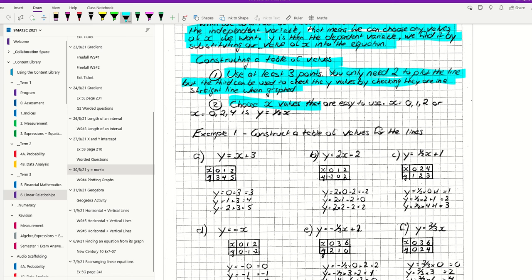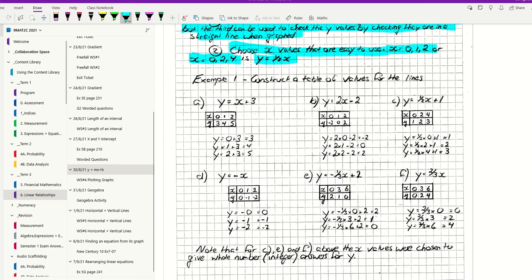Now choose x values that are easy to use. The three will always start with a 0, 1 or 2. But don't use 1 if it's half x or if it's 2/3 x. Use ones that are easy. So if y is half x, use x equals 0, 2 and 4. All right, let's have a look at what we mean.